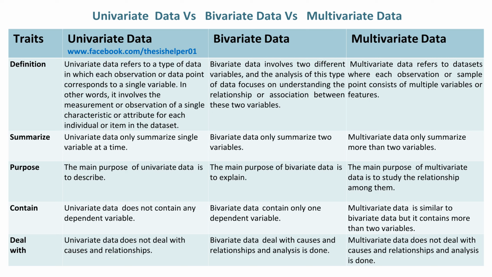Univariate data does not contain any dependent variable, whereas bivariate data contains only one dependent variable. Whereas multivariate data is similar to bivariate data, but it contains more than two variables. Univariate data does not deal with causes and relationships, whereas bivariate data deals with causes and relationships and analysis is done. Whereas multivariate data does not deal with causes and relationships and analysis is done.